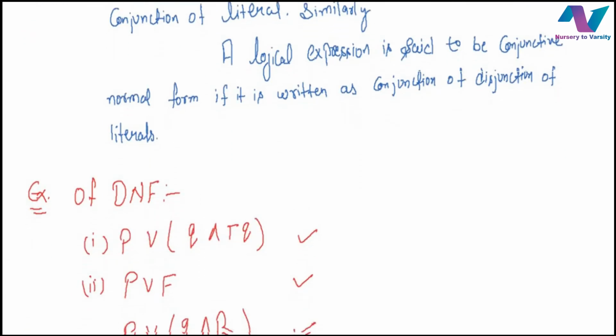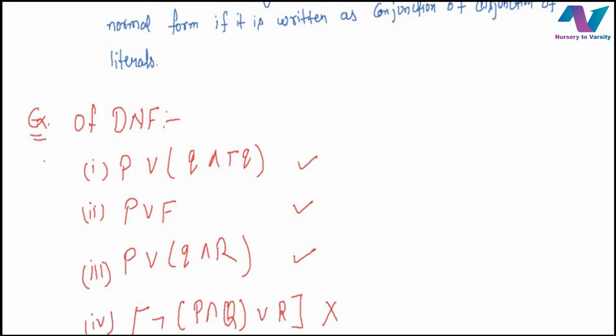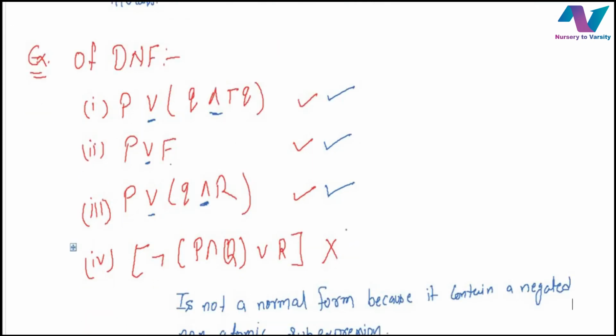So here we have a few examples of DNF, that is disjunctive normal form. As I told you, if I am able to find an AND operator inside the bracket and an OR operator outside the bracket, then we say that the given statement is DNF. Same in this one, we are able to find the OR operator between two literals, so we say this is DNF. In the third example again, inside the bracket we find the AND operator and outside the bracket we have the OR operator, so again this is DNF. But the fourth statement is not in DNF form.